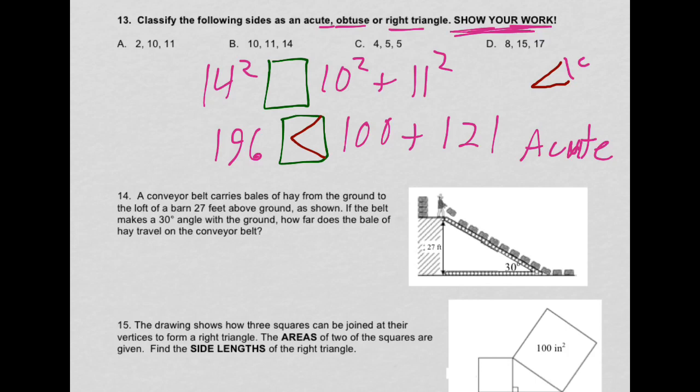So just remember, if your c squared is bigger, it's obtuse. But if your c squared is smaller, it's acute. What happens if your c squared is equal? Well, that's right. All right.